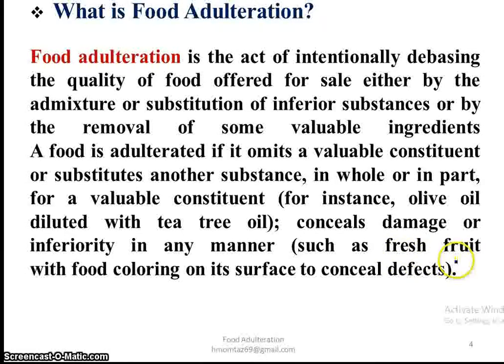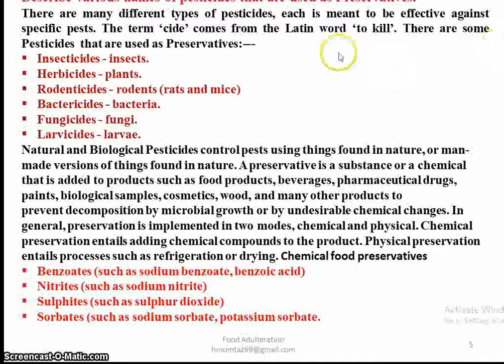Then we see how many pesticides there are. We find that there are 6 kinds: insecticides, herbicides, rodenticides, bactericides, fungicides, larvicides, and the term "cide" comes from the Latin word meaning to kill. There are some pesticides more than these 6. Later on we'll find there are some banned pesticides also used as preservatives. Natural biological pesticides control pests using things found in nature or man-made versions of things found in nature.